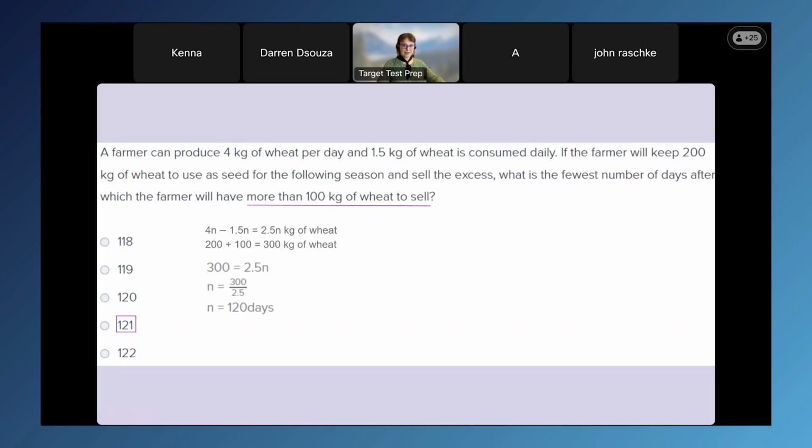Any questions on that one? That one I think is not so mathematically complex, just having to figure out what equations you need and then remembering that you need that extra day in there is the main trick. Let's look at our next example.